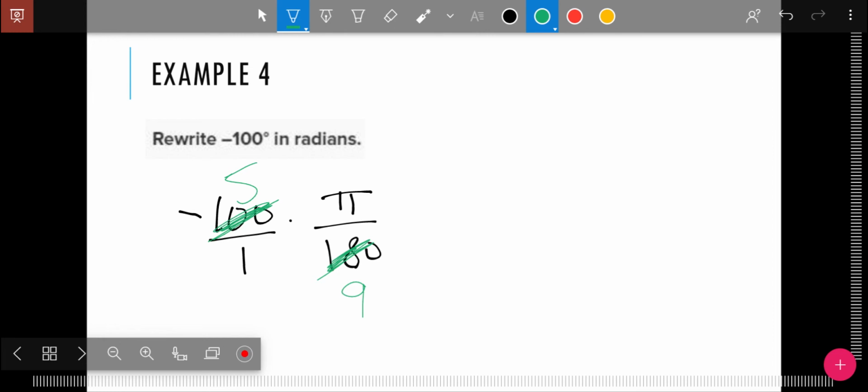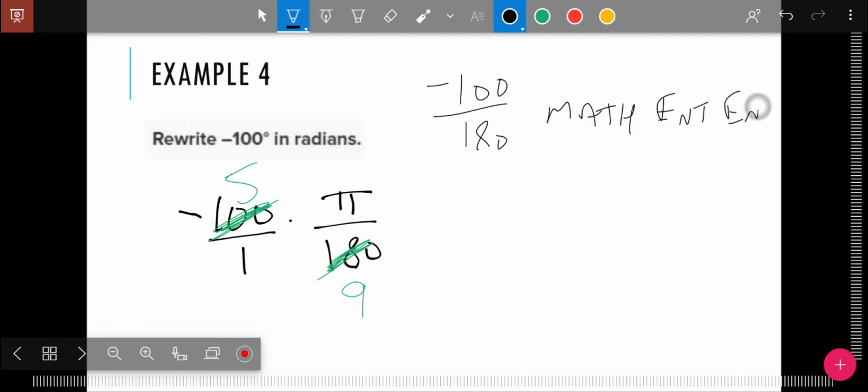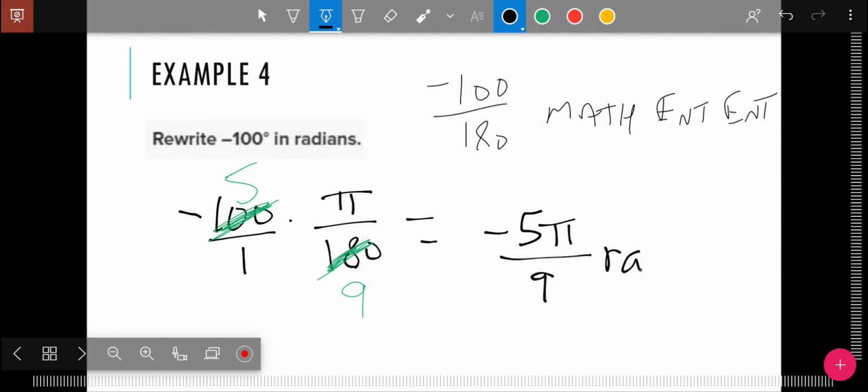You could also take and put into your calculator negative 100 over 180, math, enter, enter. And if you have that good TI-84, it will reduce it automatically for you. At this point, though, let's just go back to finishing the problem. So now we have -5 on top and pi on top. So -5 times pi is -5 pi. 1 times 9 is 9. And so that is my answer in radians.